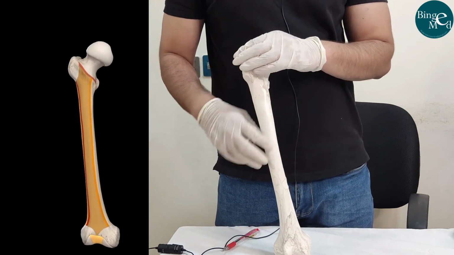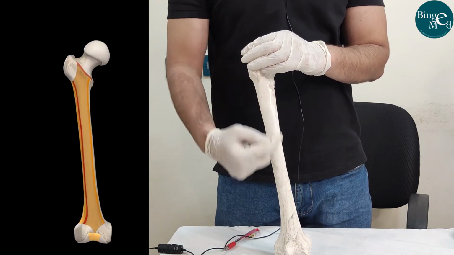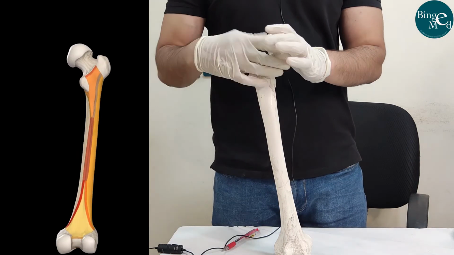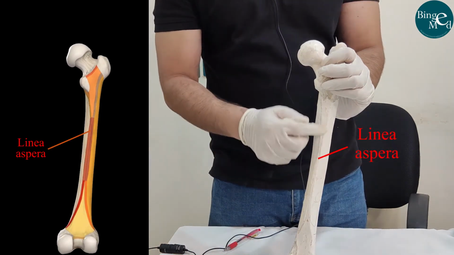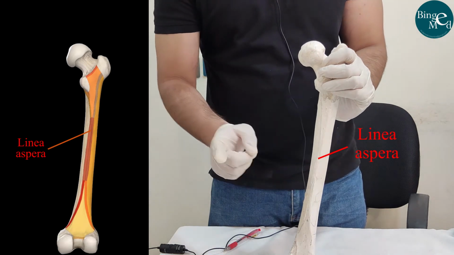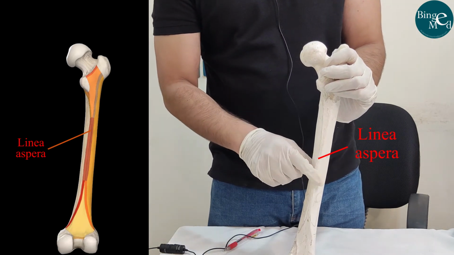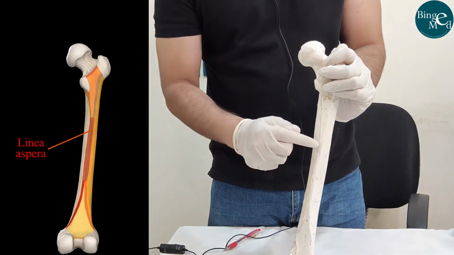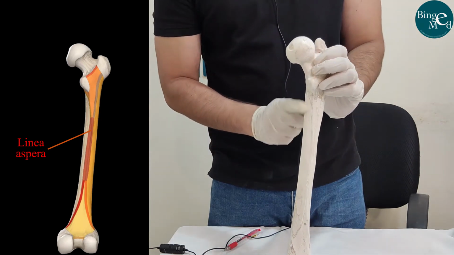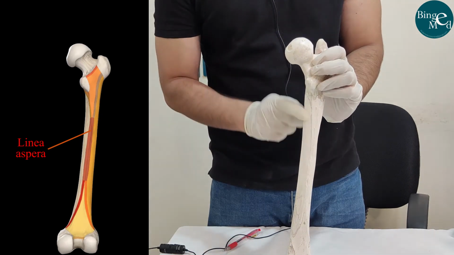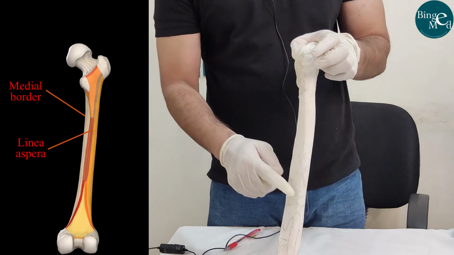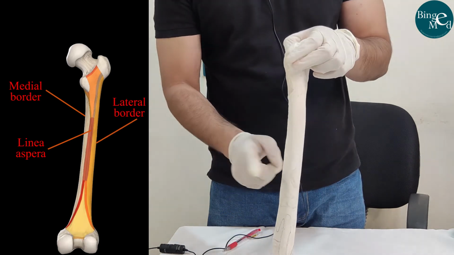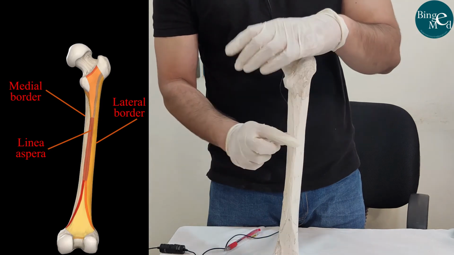Shaft. The shaft is more or less cylindrical in its entire length. In the middle of the shaft, on the posterior side, there is a sharp posterior border which is called the linea aspera, and hence it divides the shaft in three borders. This is the posterior border. The one along the head of the femur is the medial border, and the one along the greater trochanter is the lateral border. Lateral, medial and posterior.